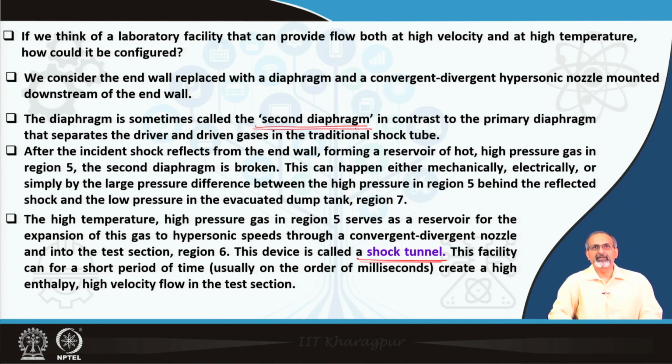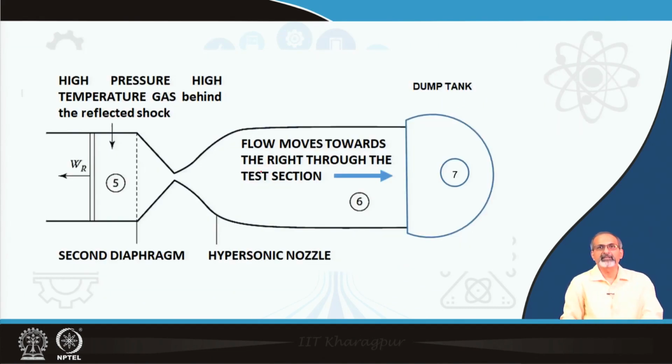And therefore, instead of a rigid diaphragm which helps to reflect back the shock, we allow a second diaphragm, and then after the incident shock reflects from the end wall, forming a reservoir of hot high pressure gas in region 5, the second diaphragm is broken. This is evident from a sketch like this, where we can see that the end wall of the shock tube was lying over here, where we placed a second diaphragm, and then once the shock reflected back, we are going to rupture the second diaphragm.